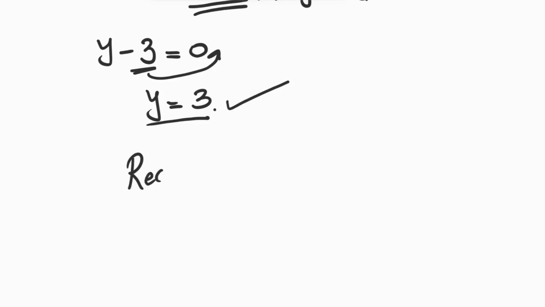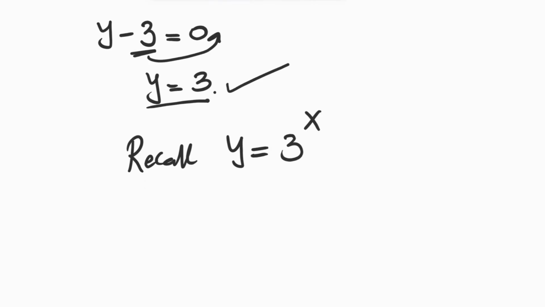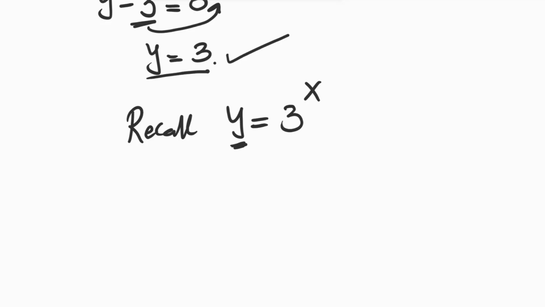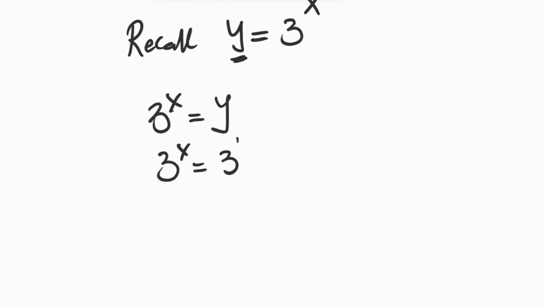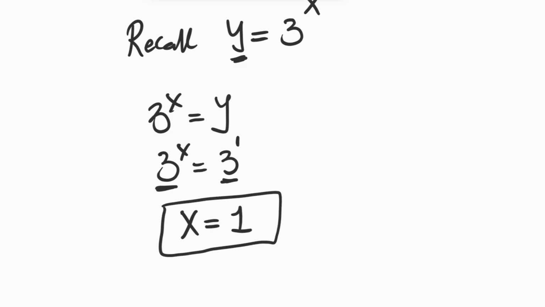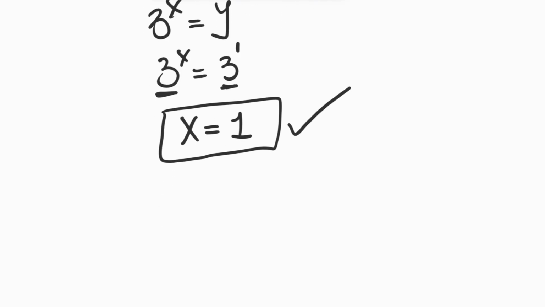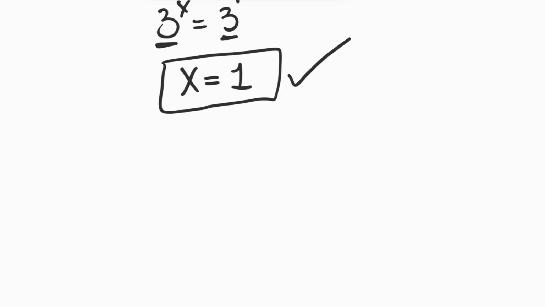Now, if we recall that our y is equal to what? 3 raised to the power x. So let's plug in the value of y here. So now we have that 3 raised to the power x is equal to y. So 3 raised to the power x is equal to 3. And 3 is the same thing as 3 raised to the power 1. So here we have the same base, therefore we can equate the powers. Therefore our x is equal to 1. And this is the final value and answer for our question.